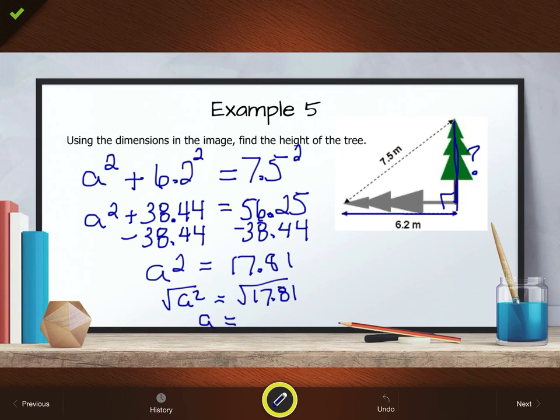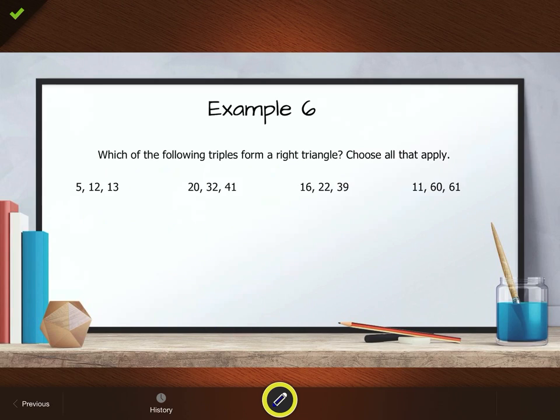So the height of the tree turns out to be 4.2, and this time it's meters. Just make sure it makes sense in context with your picture. Is 4.2 smaller than your hypotenuse? Yes, so you know at least you're on the right track. All right, last little example right here, because this is how a lot of times they're going to ask you, or it's going to be presented to you.